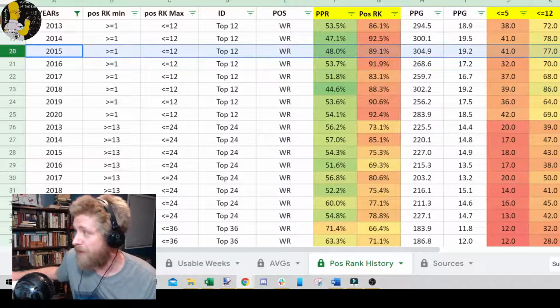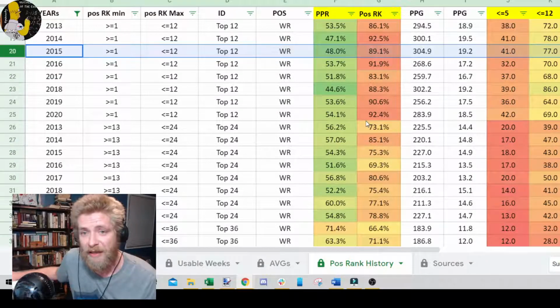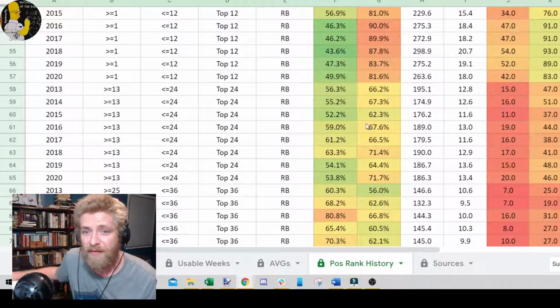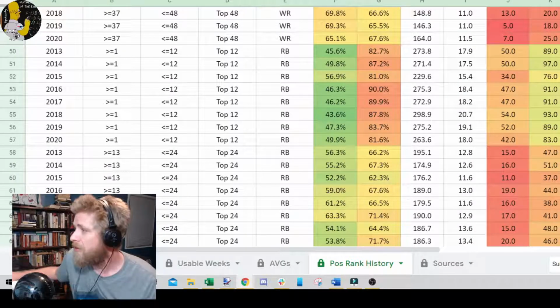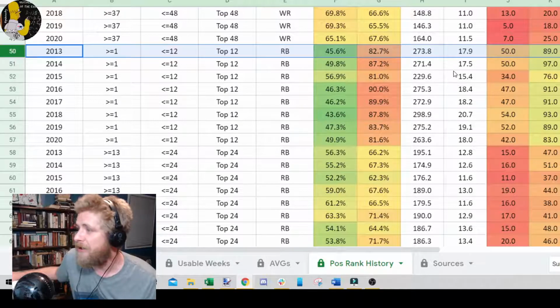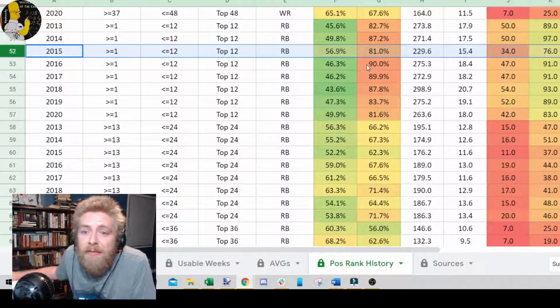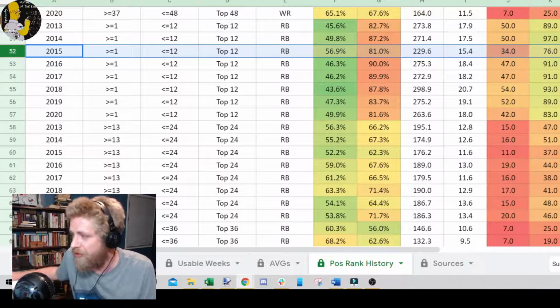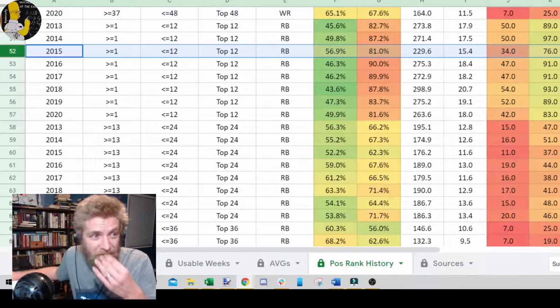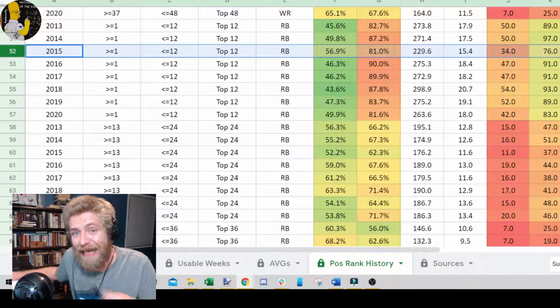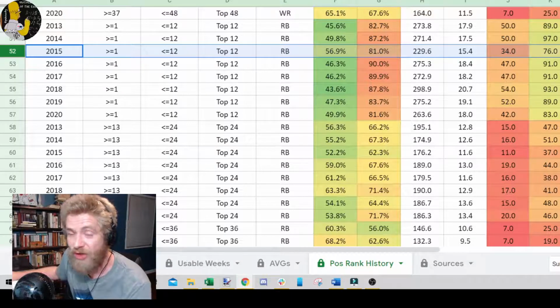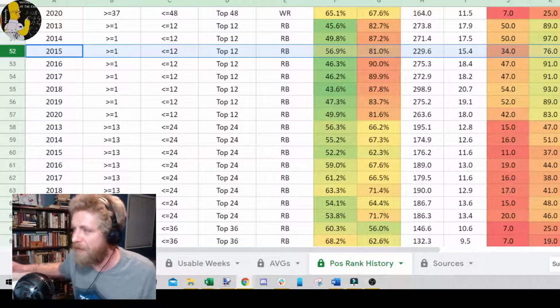For example, 2015 is almost always an exception, especially at running back. If we can scan down to running back here, where is it? It starts about here, and you see that 2015's numbers look drastically different. 2015 was a weird year overall. There's a lot of weird stuff that happened in that year. We missed on nearly every running back we drafted in the top 12, for example. That was a Todd Gurley, TJ Yeldon year, if you remember it. There was a lot happening in 2015.